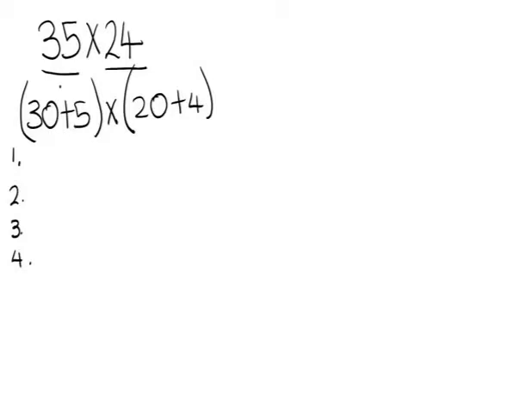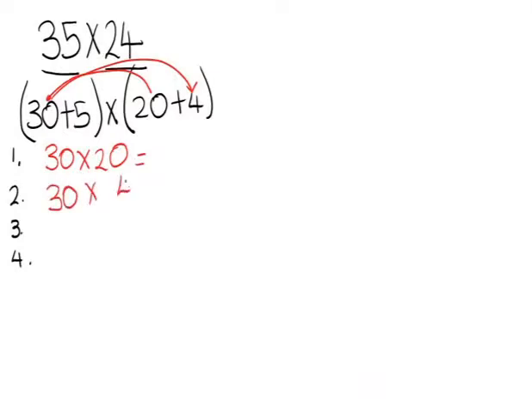Okay, so let's start by first taking the number from the first bracket and multiplying it by the first number in the second bracket, and that is 30 times 20. Okay, before I complete my answers, let's complete my 4 sums that I need to make up using these numbers. Right, the second sum, I'm going to take the same 30 and this time I'm going to multiply it with the second number in the second bracket, and that is now 30 times 4. All right, now that is not all.